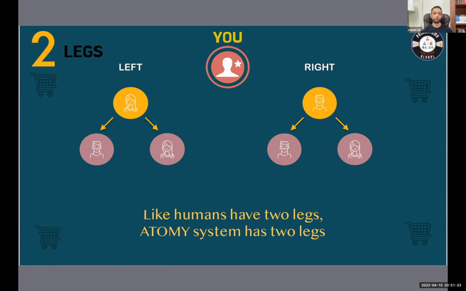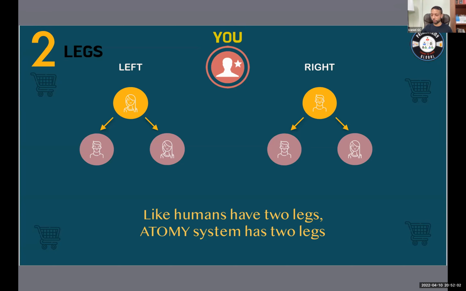So if there is a third person that we want to add in ATOMY as a member, whether consumer or business partner, we cannot make a third leg. That person has to go on the left of your left leg or on the left of your right leg. That's a very simple way of understanding the binary system.